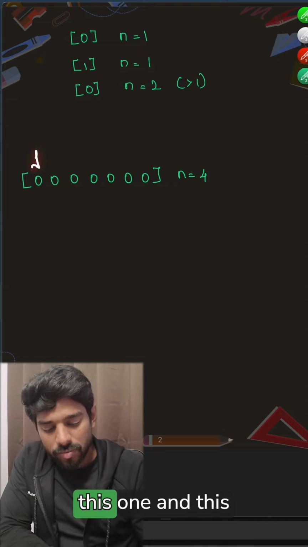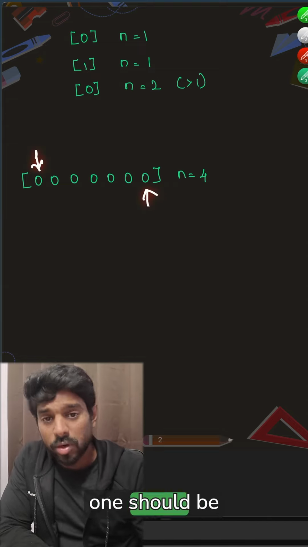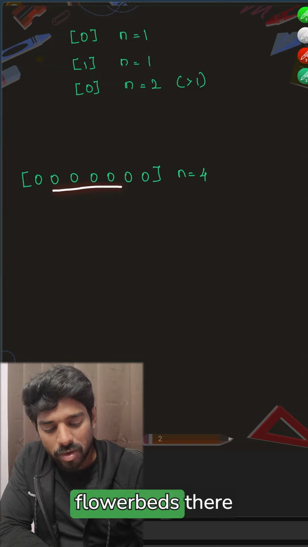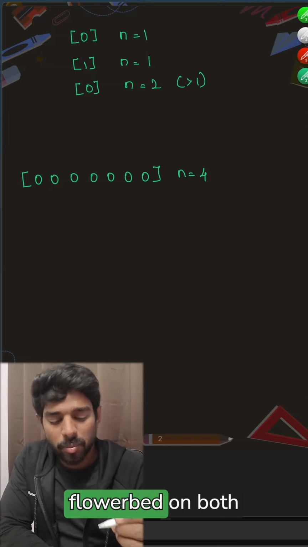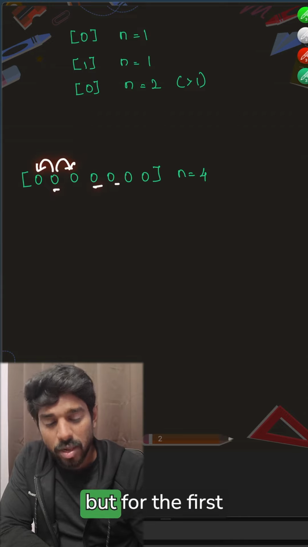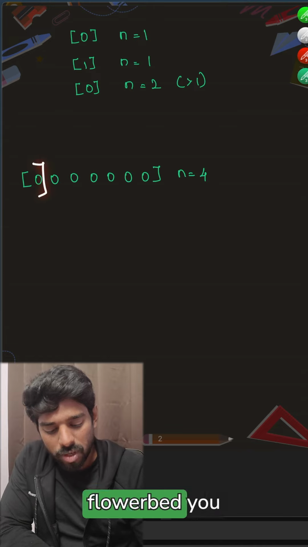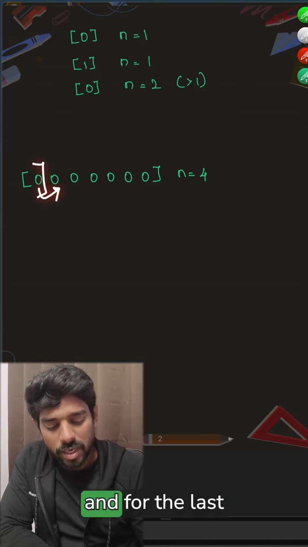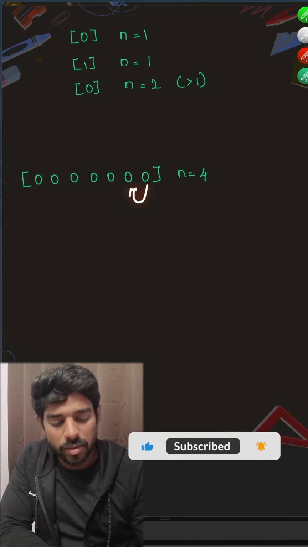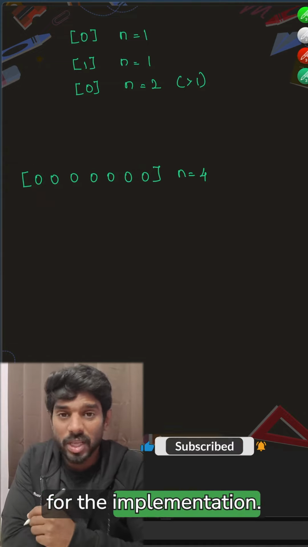Also, the edges, this one and this one, should be considered separately, because for every other flower bed there should be an empty flower bed on both the left side and right side. But for the first flower bed you just need to check only the right side, and for the last flower bed you just need to check only the left side. Let's consider these points and go for the implementation.